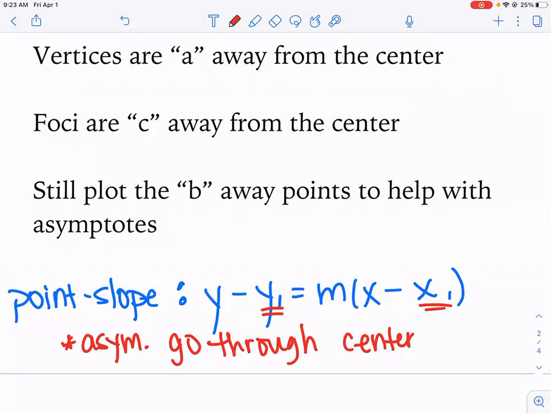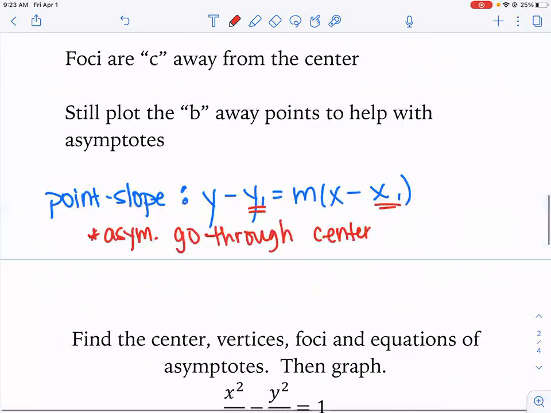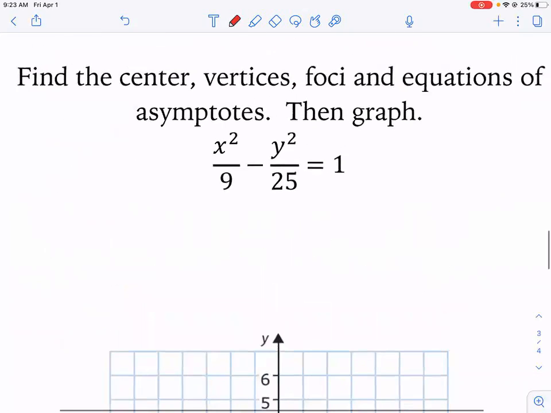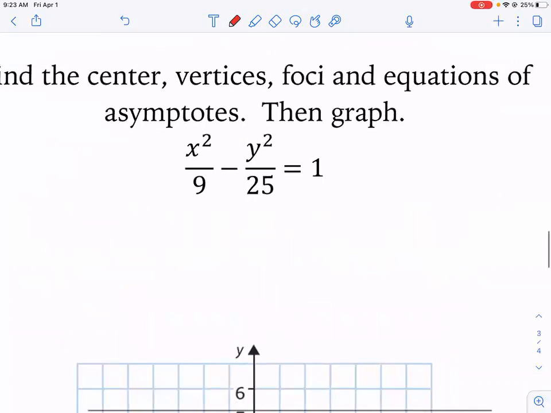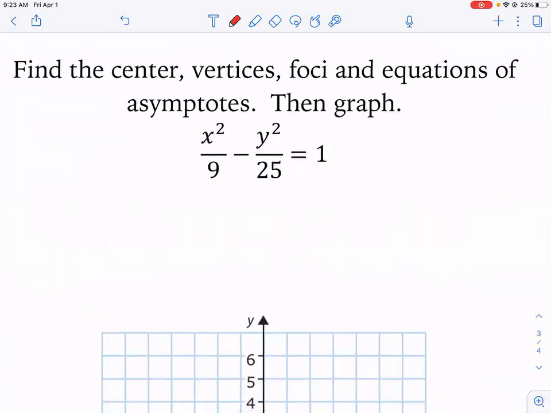We're going to do 2 examples so we can really figure out how this all comes together. Okay. Are we ready? I need to see more smiles. Come on. All right, so here's our first one.